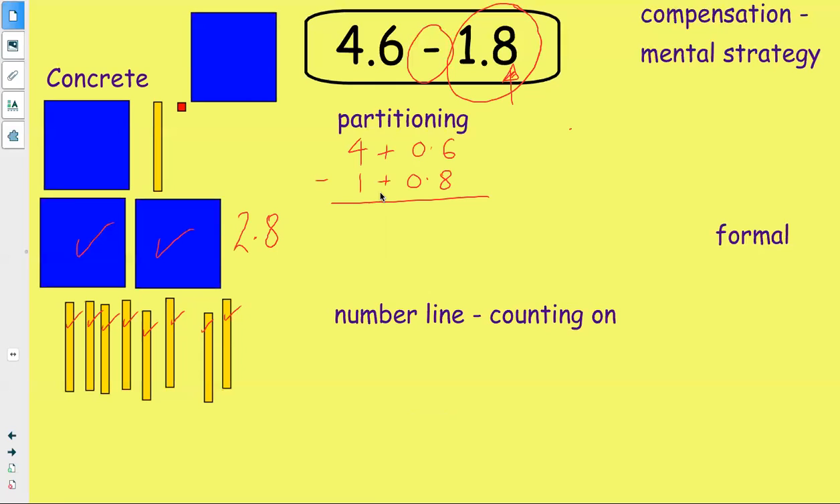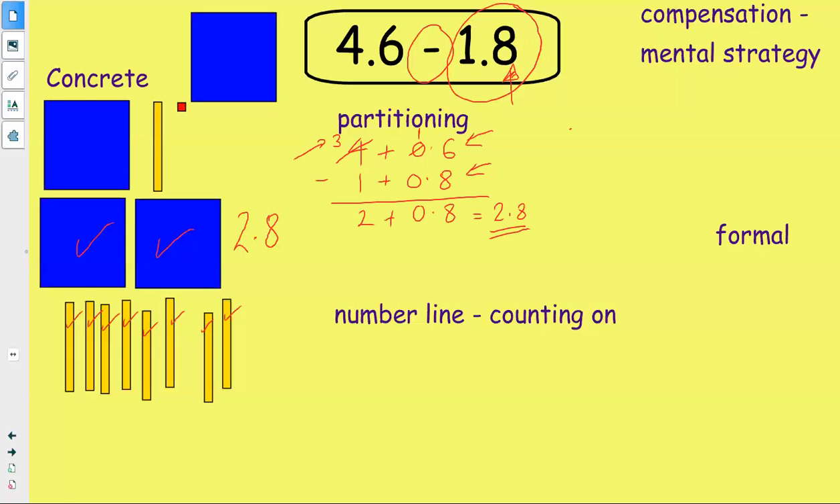Again here, if I do this part 0.6 take away 0.8, I can't do that. So I'm going to have to exchange and borrow another 10 tenths or another whole over here. This is very similar to almost the formal method. So then I've got 1.6 take away 0.8, which is 0.8. Then I've got 3 here, subtract 1, which is 2, and 2 plus 0.8 is 2.8. I actually don't really like the partition method for subtracting. I think it makes life a wee bit trickier.